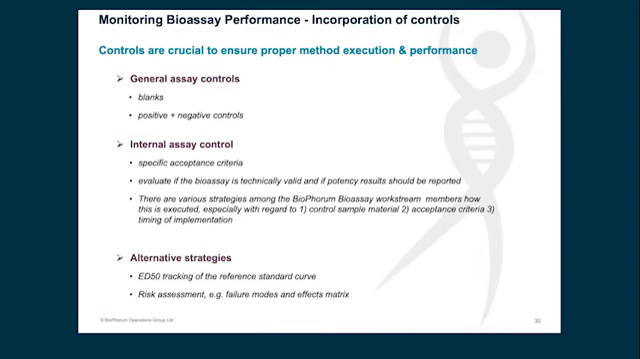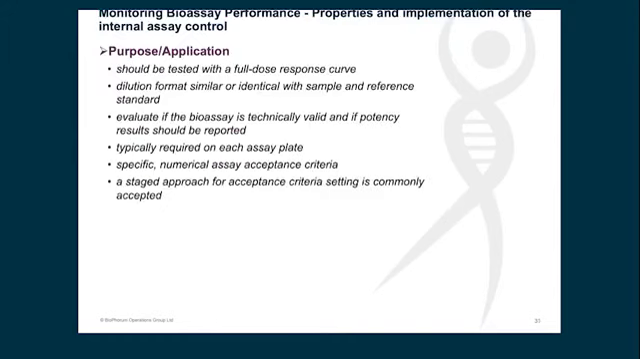We'll now move on to discussing acceptance criteria. Next slide. Thank you. The purpose and application of an interassay control should be as follows. It should be tested as a full dose response curve. The dilution format should be similar or identical to the sample and reference standard. Thirdly, it should evaluate if the bioassay is technically valid and if potency results should be reported. It's typically required on each assay plate, and it should have specific numerical assay acceptance criteria.